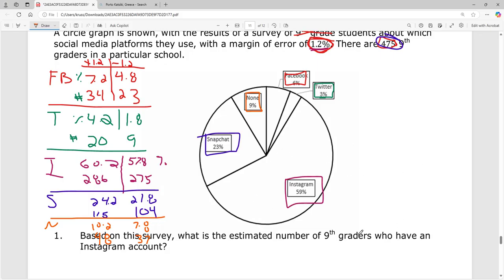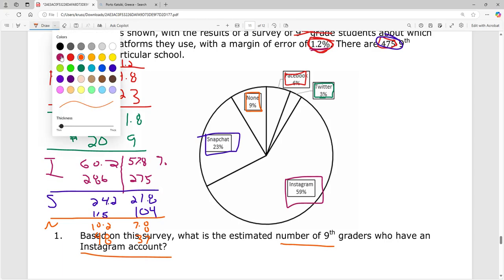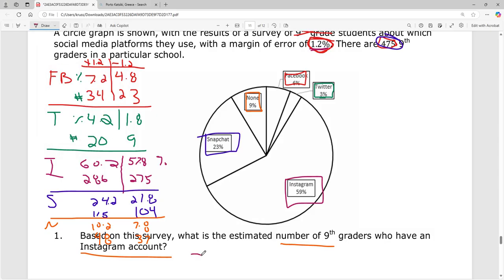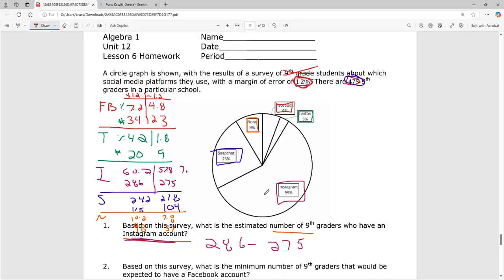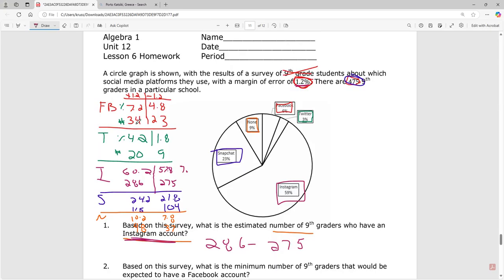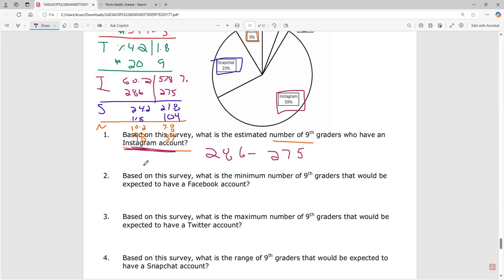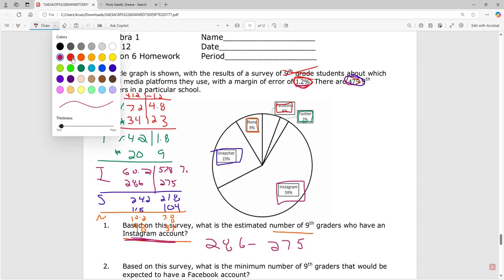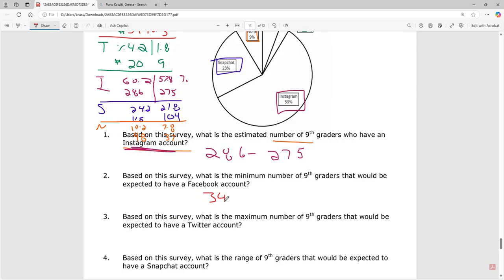Let's see. What is the estimated number of ninth graders who have an Instagram account? That's my Burgundy Instagram account. It's between 286 and 275 for an Instagram account. Okay. So based on the surveys, how about Facebook? Facebook is 34 to 23. This is red.